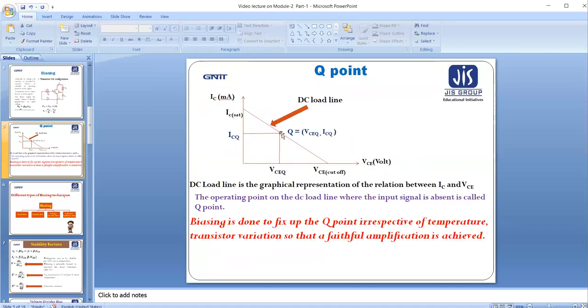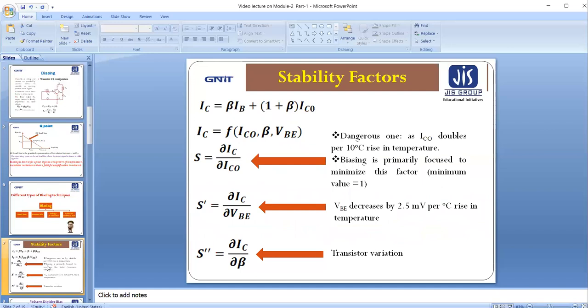So the Q point, which is a representation of the VCQ and ICQ, as the IC increases, automatically the Q point will be shifted towards saturation. So the BJT will not act as a proper amplifier. That's why the stability factor should be minimized, and the minimum value should be 1. Therefore, the biasing circuit which provides such a minimum value of stability factor is a highly prioritized biasing circuit.